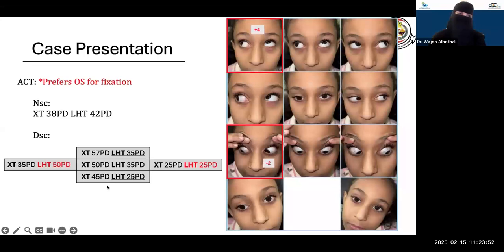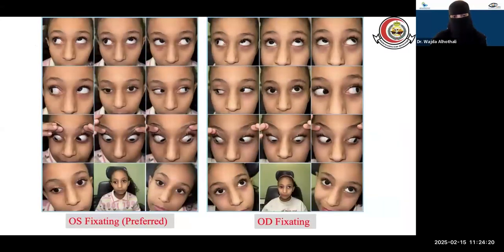For orthoptic measurements, at near she had an exotropia of 38 prism diopters and an LHT of 42 prism diopters. For distance, she had a 50 XT and a 35 prism diopter LHT. Her LHT increased on right gaze, reaching up to 50 prism diopters, and decreased to 25 prism diopters on left gaze. She had no significant difference in the XT or the LHT in up and down gazes, so no identifiable pattern was appreciated.